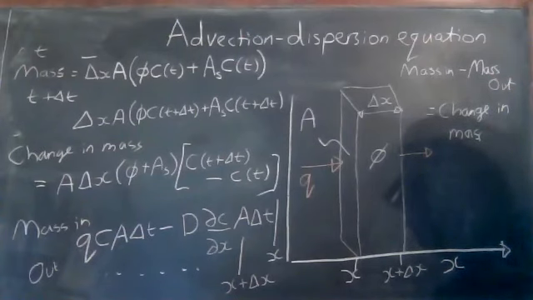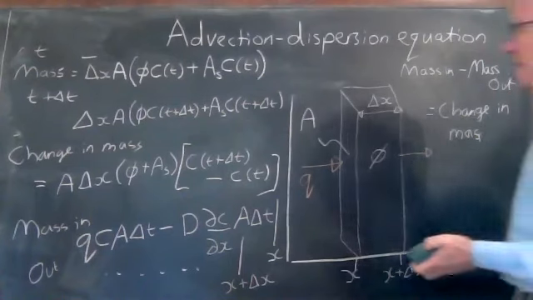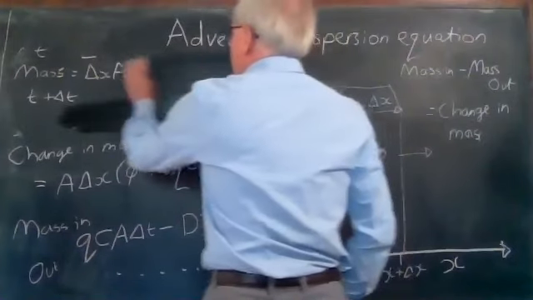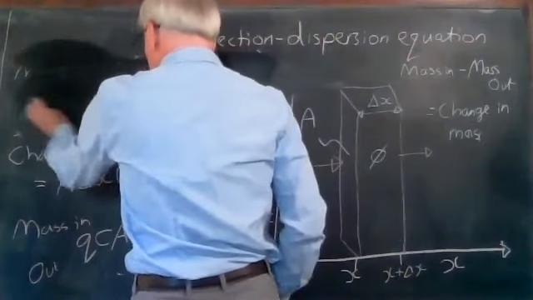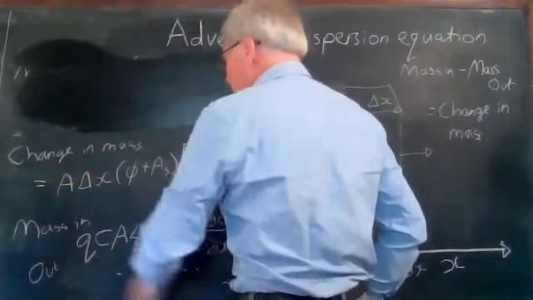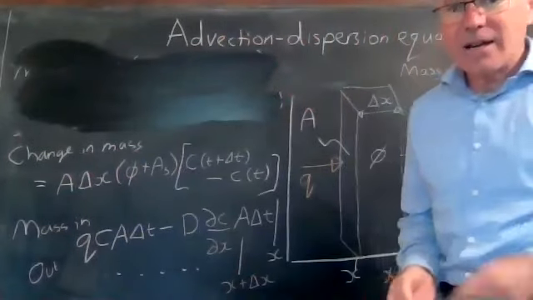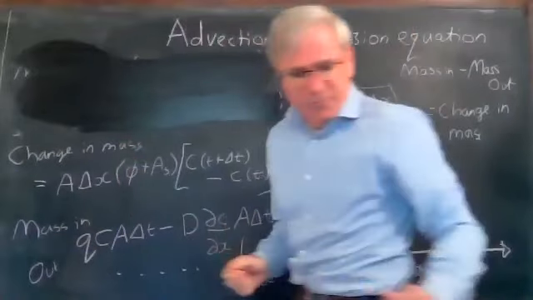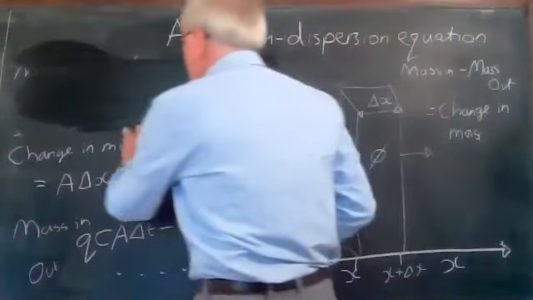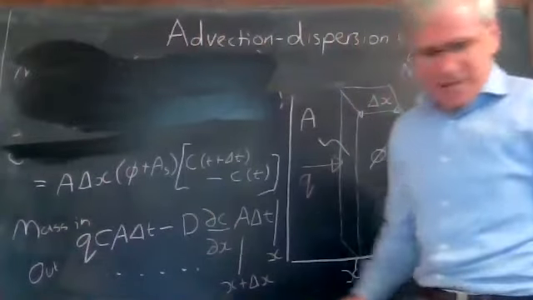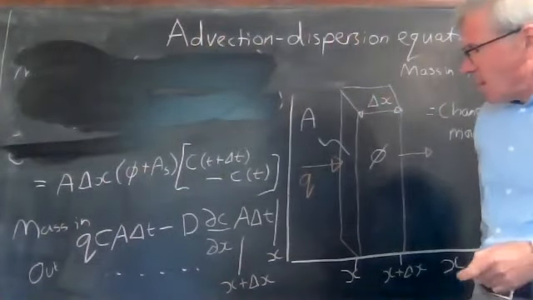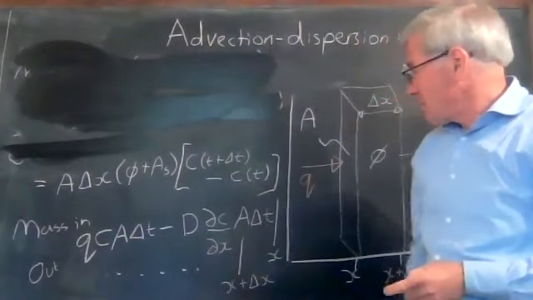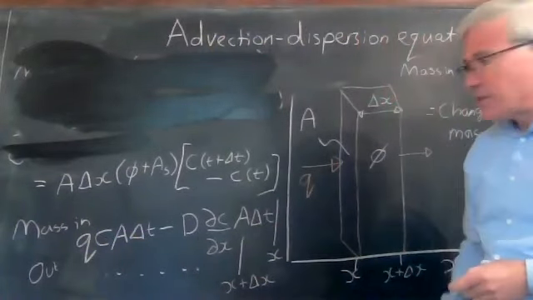It's getting a little bit messy here. So here we have the change in mass, don't we? Okay, that's fine. And then what I want to do is simplify this mass in minus mass out and make it equal to the change in mass. I want to write the mass in minus the mass out. Q we know is a constant, D we're going to assume stays the same, and we've got an A delta T.